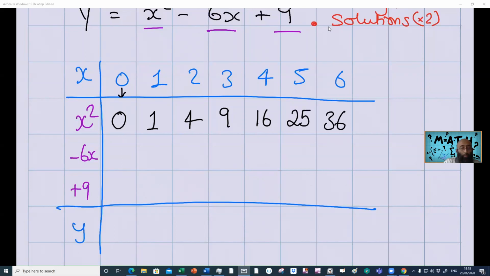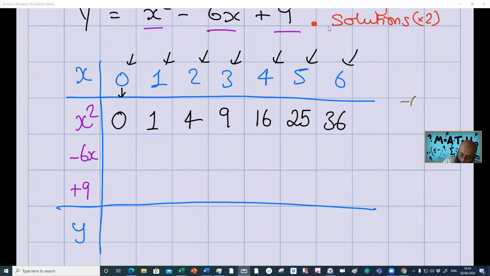Okay, right. Now, the next one says minus 6 times by x, Eliza. So minus 6 times by x means minus 6 times by the x value. The x value is all here. Here we're going to be using these values again and again. So what's minus 6 times by 0? It would be minus 0.